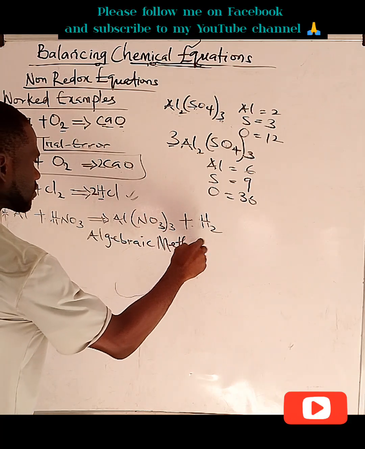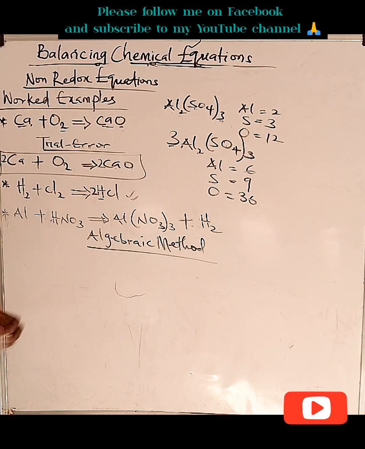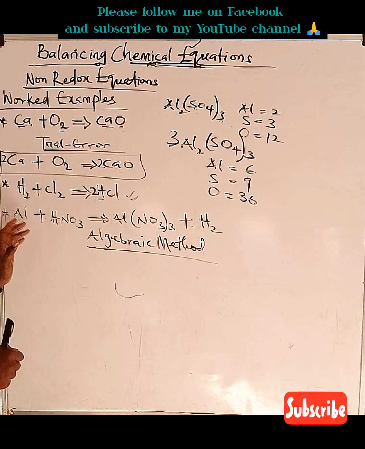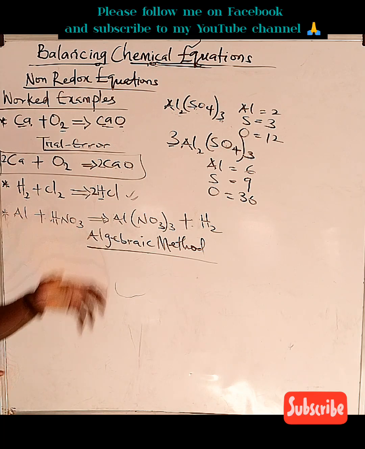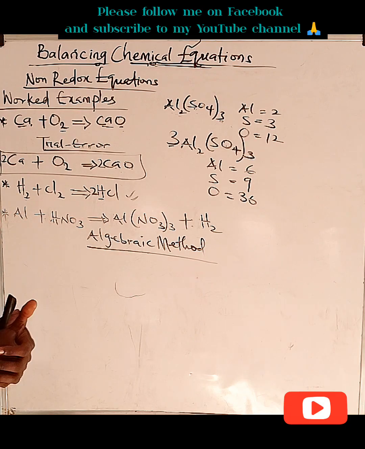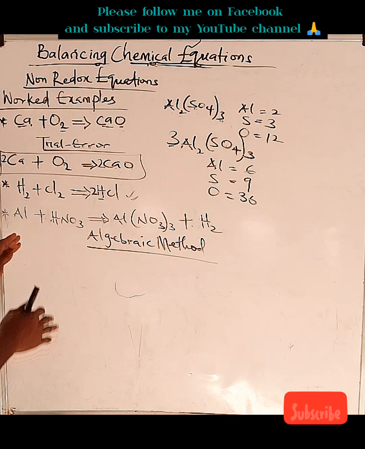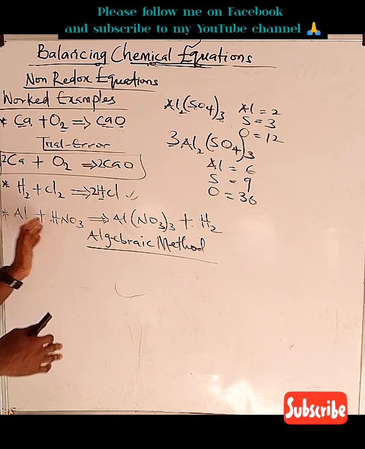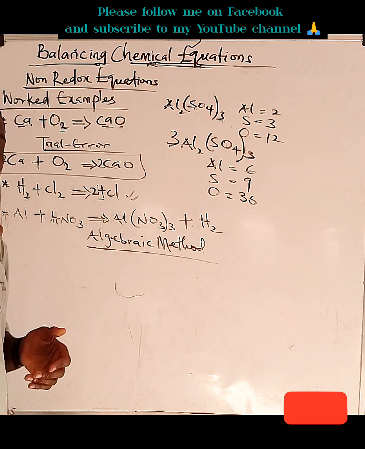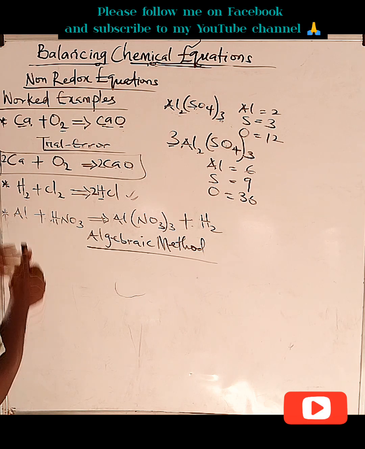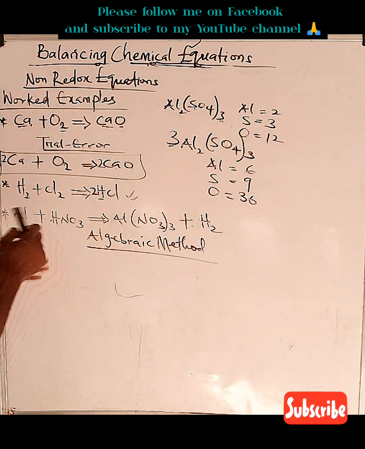For us to use this method, there's something you have to understand. You're going to attach coefficients to the reactants and also to the products. But here is the catch: you're going to leave out one of them on the board. You're going to leave out either one of the reactants or one of the products, while the others will take certain coefficients. So others will take coefficients, but one of them, either product or reactant, is going to be left out. So let's see how that goes.